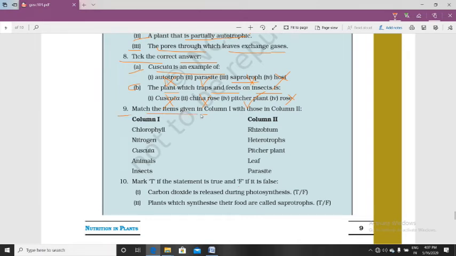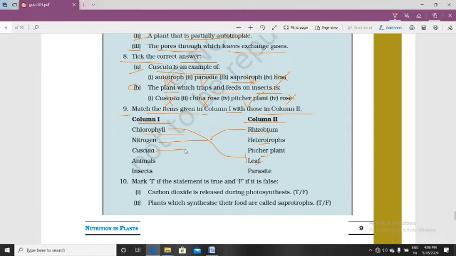Question number 9. Match the items given in column 1 with those in column 2. Column 1 is here, column 2 is here. So chlorophyll, say match with column 2. Rhizobium, no match. Heterotroph, no match. Pitcher plant, maybe. Leaf, yes. Chlorophyll is exactly found at the place that is leaf. Next, nitrogen. Match with rhizobium? Yes, rhizobium are nitrogen fixing bacteria. So the right match will be nitrogen with rhizobium.